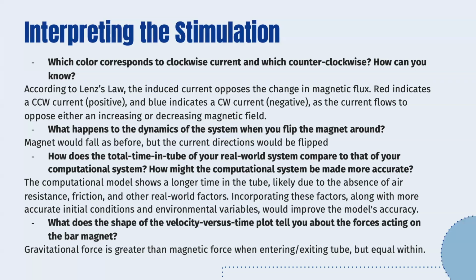What happens to the dynamics of the system when you flip the magnet around? The magnet would fall as before, but the direction of the current would just be flipped. How does the total time in tube of your real-world system compare to that of your computational system, and what would make the computational system more accurate?